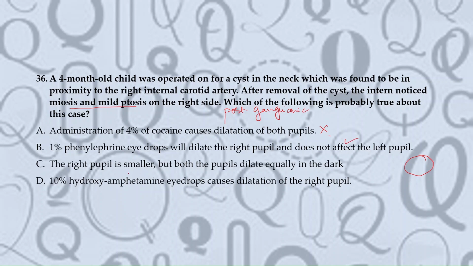Let's look at the other options as well. The right pupil is smaller, but both pupils dilate equally in dark. No. The right pupil will have dilatation lag. 10% hydroxyamphetamine eye drops cause dilatation of the right pupil. So amphetamine can cause dilatation of preganglionic lesions only. So this is also wrong. So the right answer here is B. I hope it's clear. Amphetamine and phenylephrine are different. Amphetamine will cause dilatation of preganglionic lesions and 1% phenylephrine will cause dilatation of postganglionic lesions. Okay.